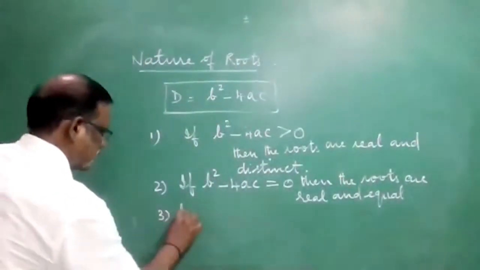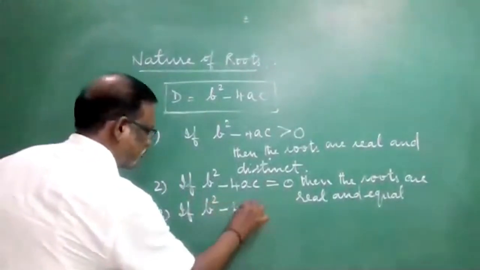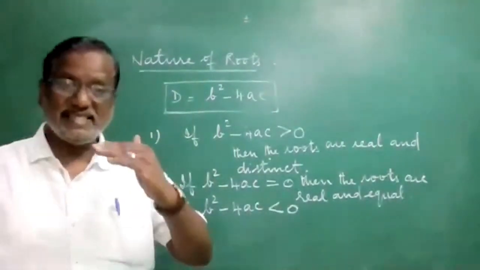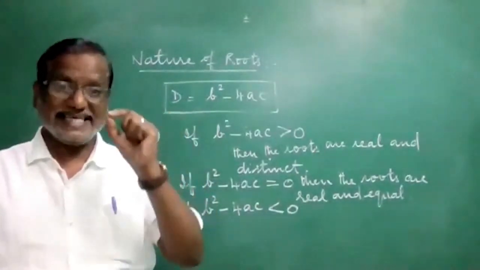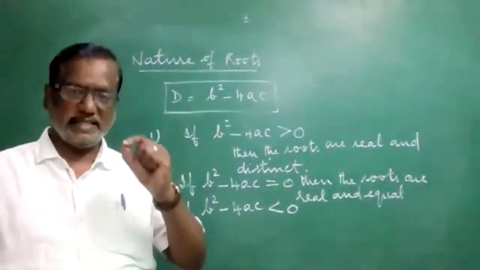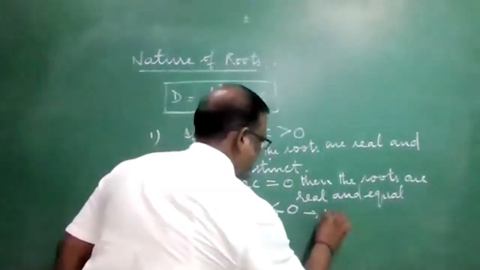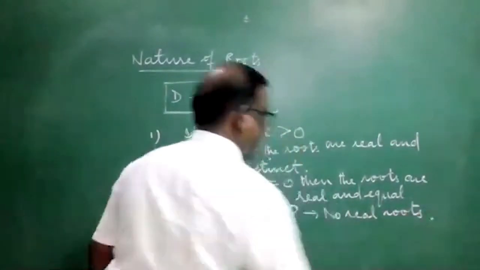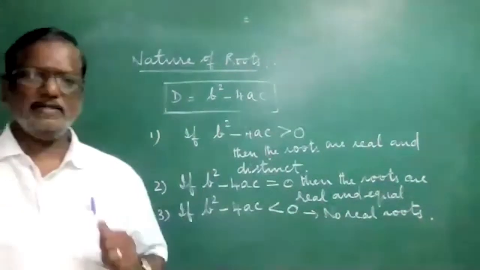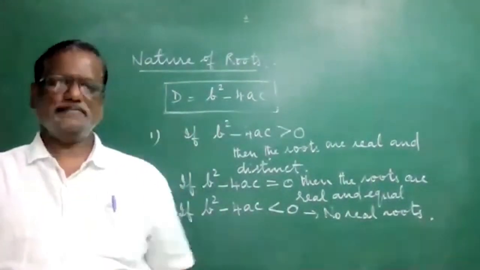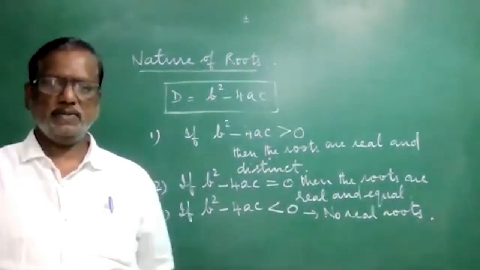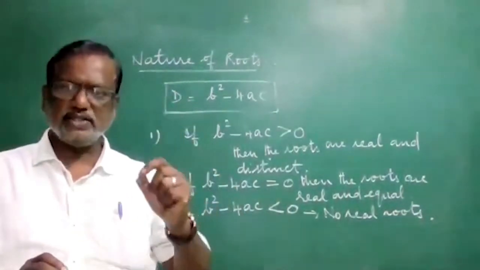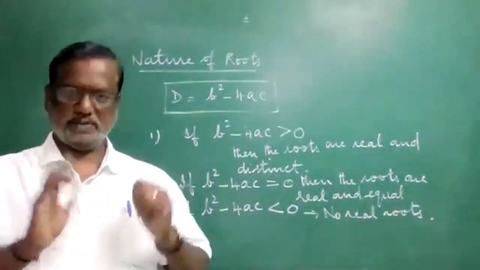Third, if b square minus 4ac is less than 0, what do you mean by less than 0? If the answer is negative, no real roots. Or we say the roots are imaginary. So these three conditions you have to remember, children. Based on these conditions, we are going to do the sums.